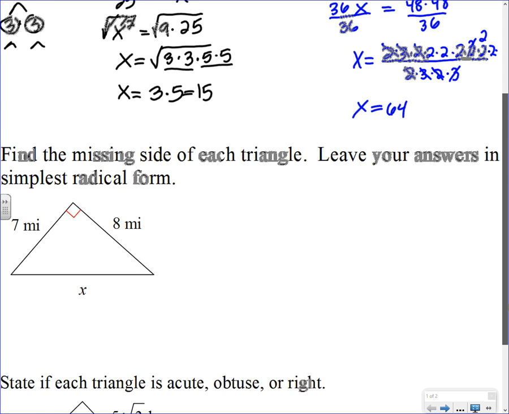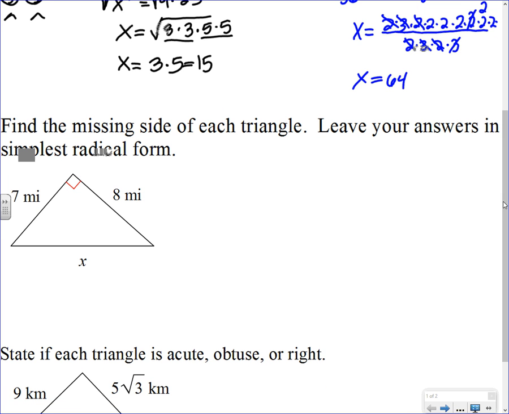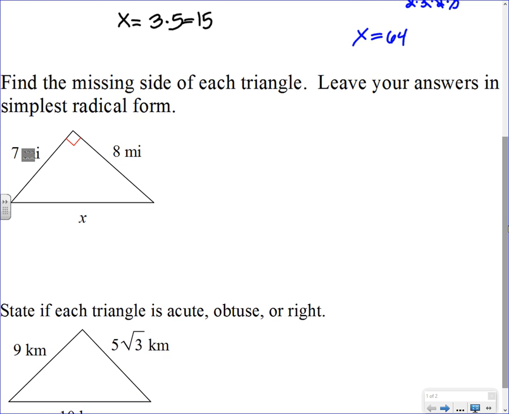So now, the way to do the problem at hand is the following. Find the missing side of each triangle, leave your answer in simplest radical form. I'll explain to you what that means. The way I do it is this is my right angle. This side is right next to it, so I call it a leg. And this side is right next to the right angle, so I call this a leg. Now this is opposite to the right angle, so x will be my hypotenuse. Okay, so I'm going to write the formula. Pythagorean theorem says a squared plus b squared is equal to c squared.